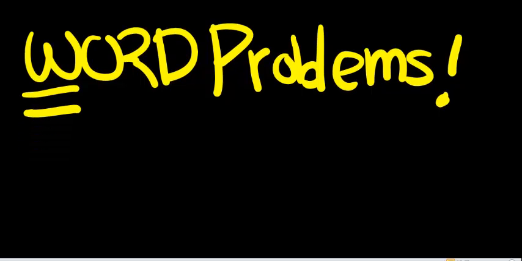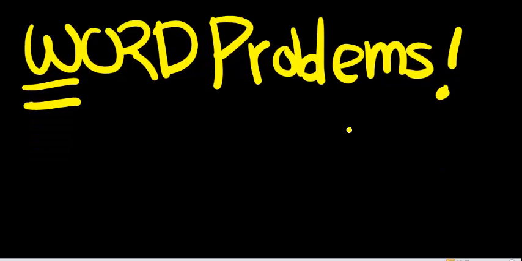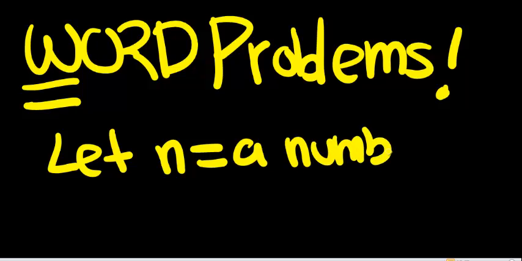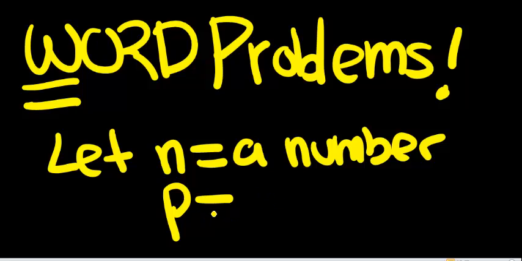Today we're going to talk again about the big W word in mathematics, and that is word problems. So let's jump into an example. We're given that the sum of two numbers is 51 and their difference is 13, and we want to find each number. We're going to define our variables. I'm going to let n equal a number, and I'm going to pick p and let p be another number.